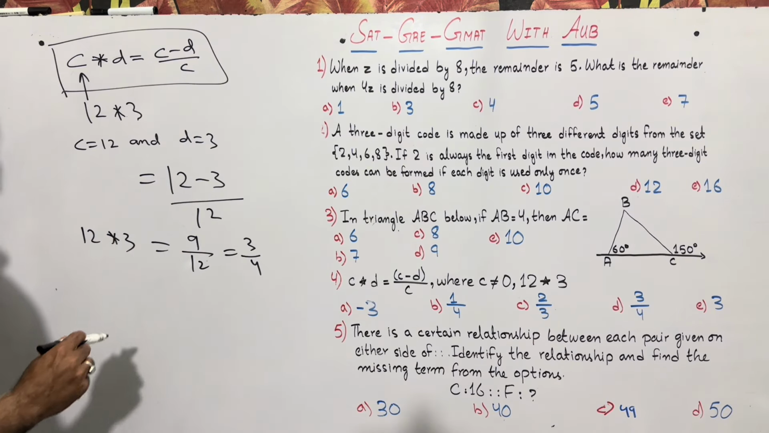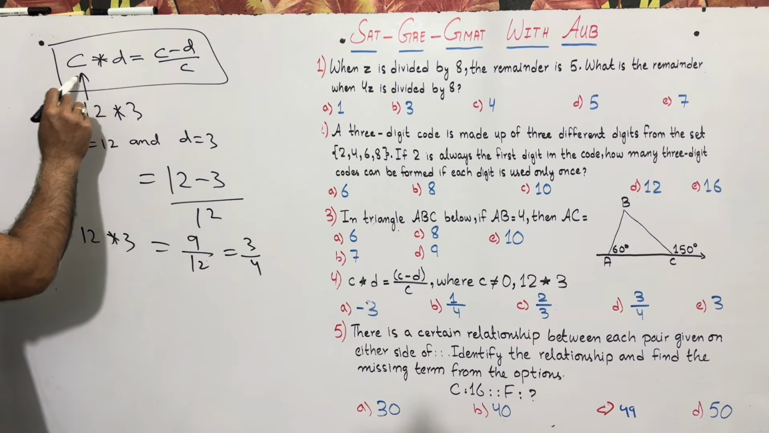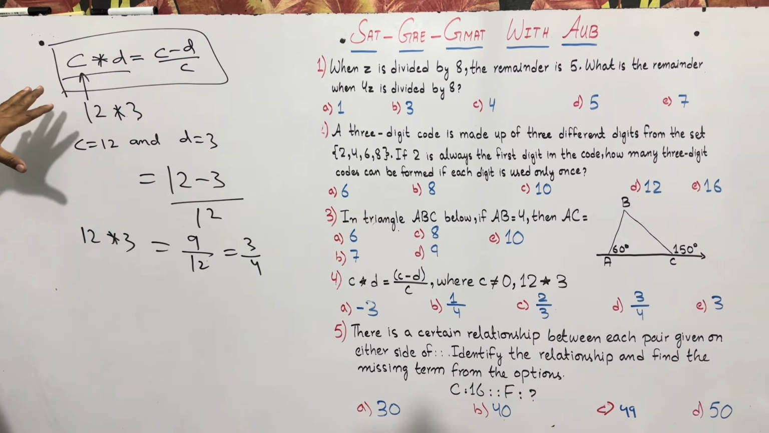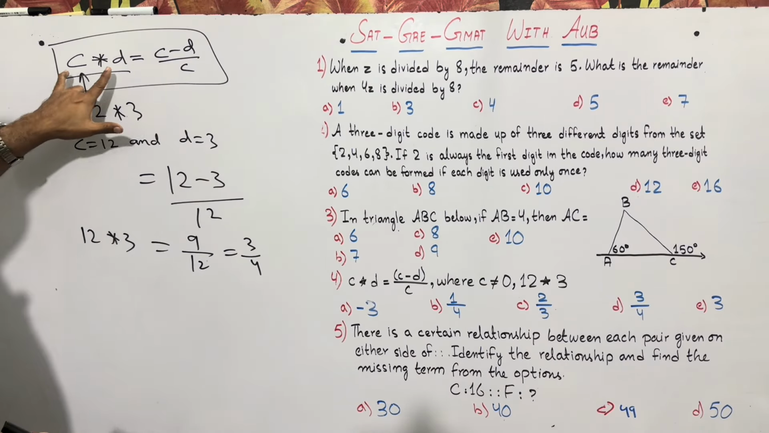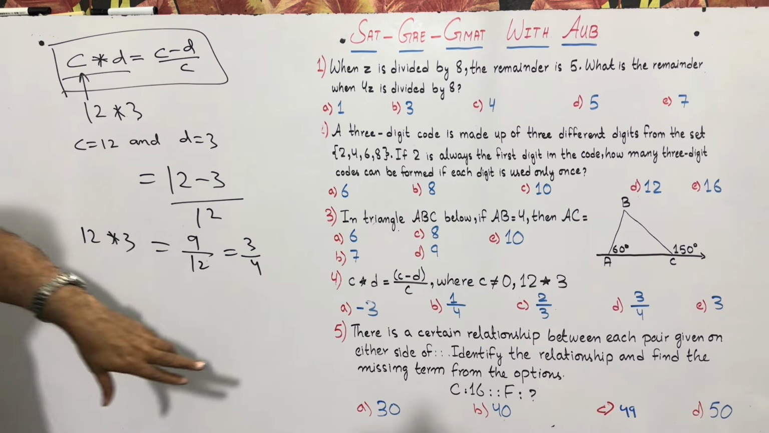Such types of questions are prevalent in modern day mathematics. Do nothing except follow the direction. That is the way to expand the star. It is not a hard and fast or general rule. Whatever they mention, just follow this. That is, C star D is equal to C minus D divided by C.